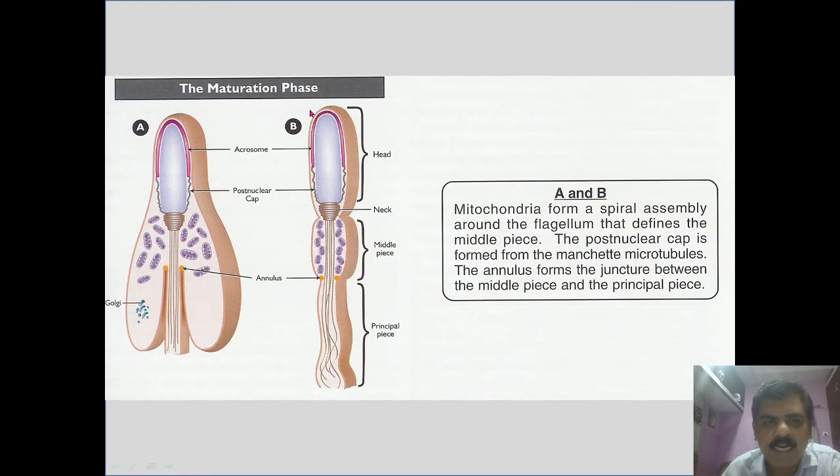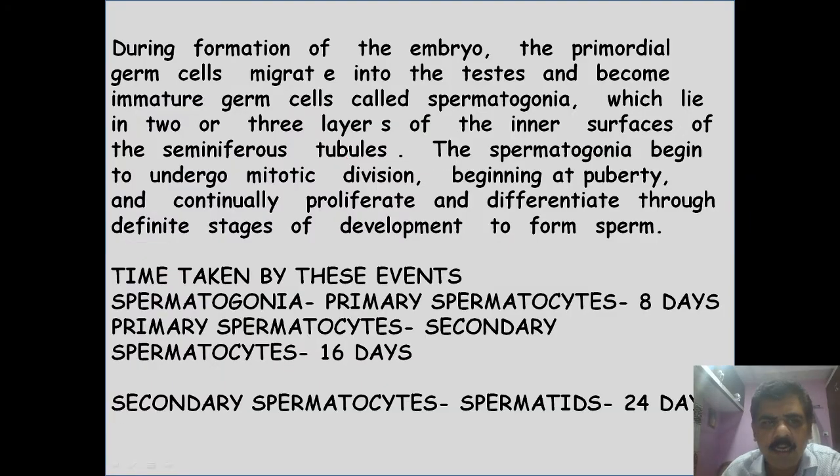Then the last phase, that is the maturation phase. In this maturation phase, mitochondria form the spiral assembly around the flagellum, and that forms the middle piece. The post-nuclear cap is formed from the manchette microtubules, and there is a formation of the entire head region, and the annulus forms the junction between the middle piece and the principal piece. So finally the mature sperm is formed.